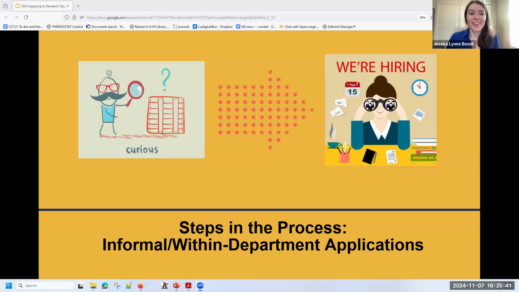Great. Okay, so once you've done some research to figure out what kind of positions you might want to apply to, we wanted to highlight some next steps in actually submitting some applications.